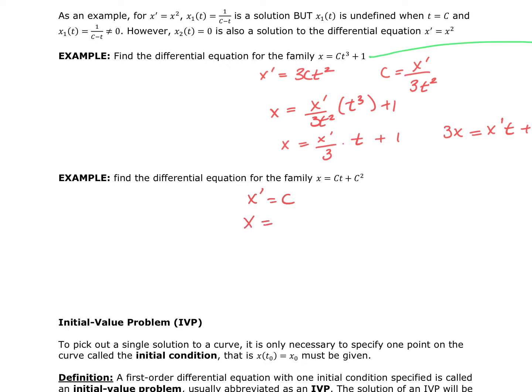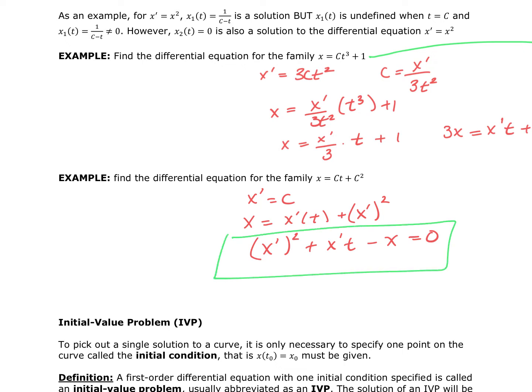So x is equal to x prime multiplied by t plus the quantity x prime squared. Bring everything to one side of the equal sign, and I'm typically going to start with the highest power. So I'm going to have x prime squared plus x prime t minus x equals 0. And here is a differential equation for the family of functions described as x equals c t plus c squared.